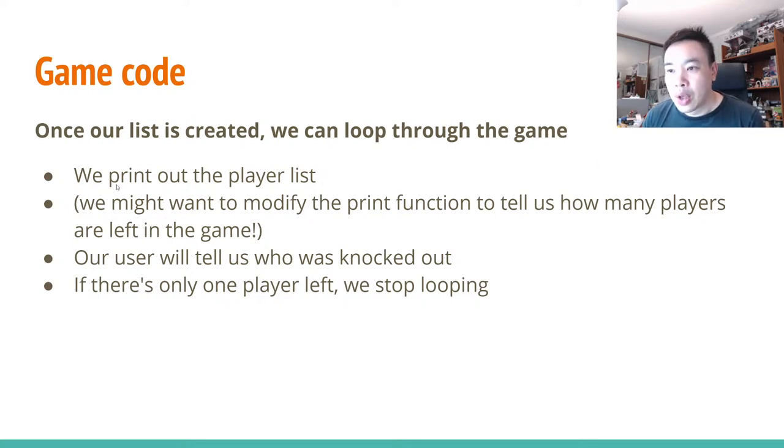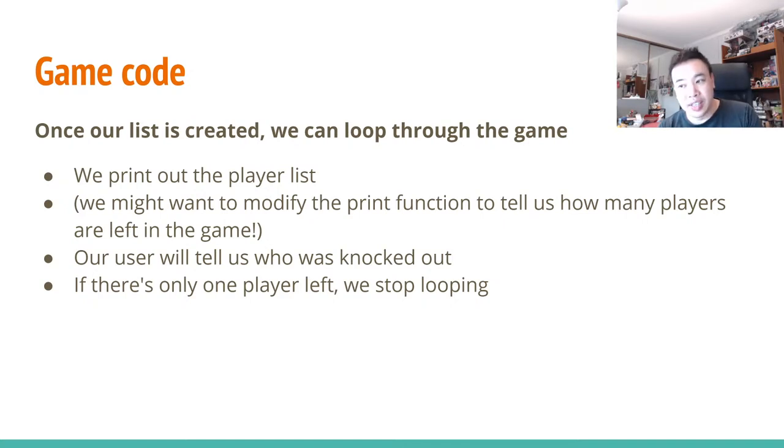So we print out the player list, and now I'm going to say, this is interesting, what if we modify the print function to tell us how many players are left in the game? If we modify that, then we can double up the print function, which is otherwise just a void function that wasn't giving us any information back. Now we can use it as a function that tells us how many people were just printed out. Then we know how many players are left in the game, so we don't have to loop through the linked list to count how many people are in the game. The print function will do it for us.